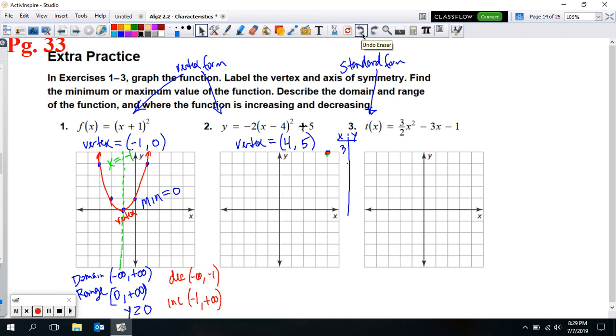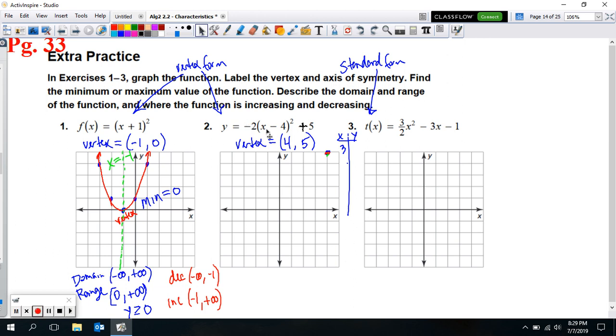Now I'm picking 3 because my vertex is at 4. So I'm going to go this way 1 and pick 3 for x and see, okay, where is it going to be? Just right next to the vertex point. We want that to be our middle point. And everything we do that's on this side is going to match on the other side as well.